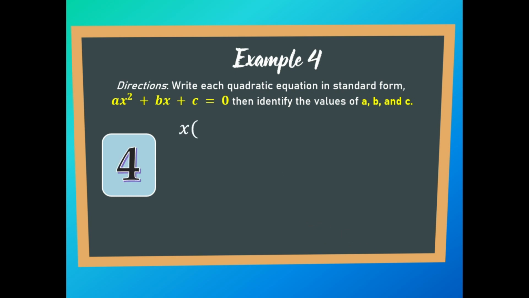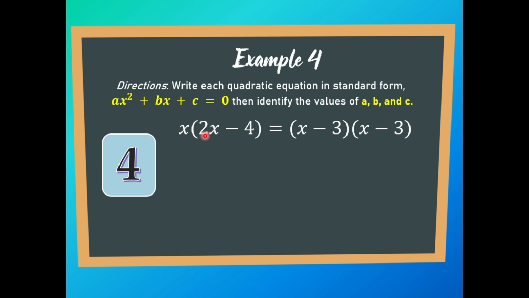Example number 4. X times quantity 2x minus 4 equals quantity x minus 3 times quantity x minus 3. In the left hand side of the equation, we have a monomial times a binomial. And in the right hand side, we have a binomial times a binomial. We're going to use the distributive property in simplifying this expression.